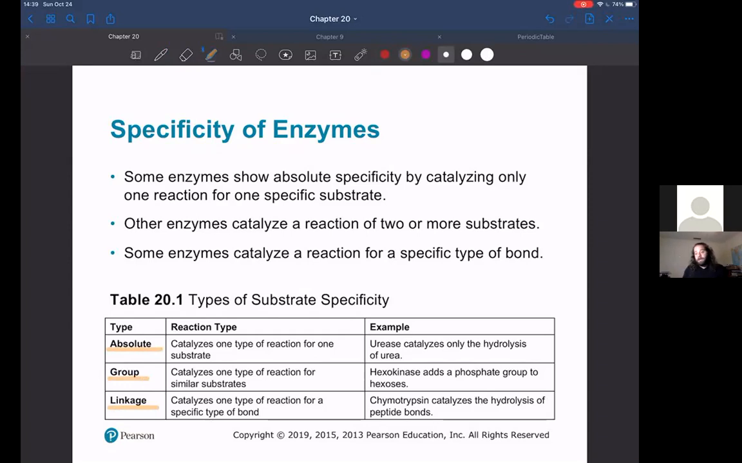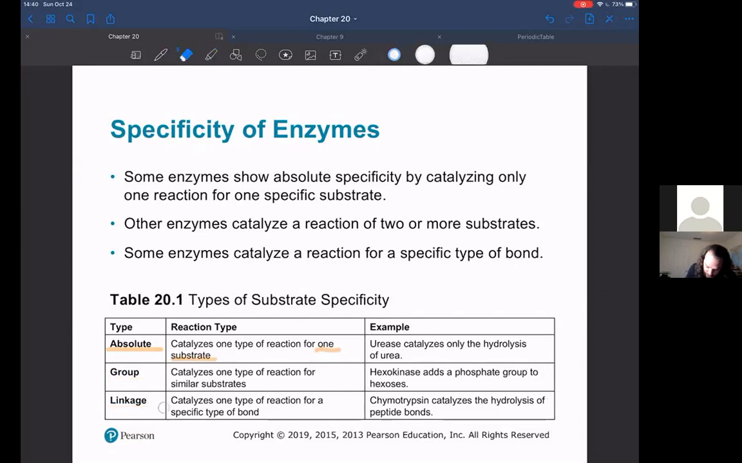Lactase is an example of an absolutely specific enzyme because it only catalyzes the breakage of that disaccharide linkage in lactose. It wouldn't work for sucrose, it wouldn't work for maltose, it wouldn't work for any of the other disaccharides that we learned. The only disaccharide that will fit into that lactase is lactose. So that's an example of an absolutely specific enzyme. It catalyzes one type of reaction for exactly one substrate.